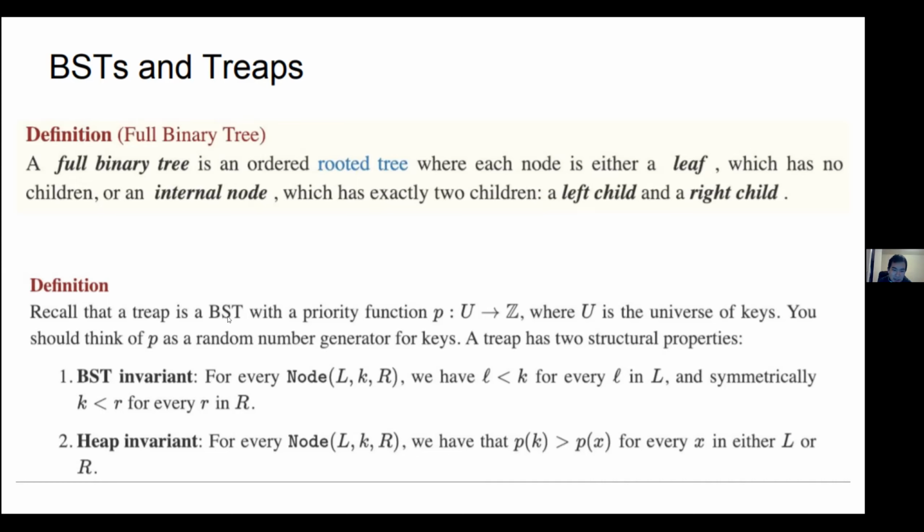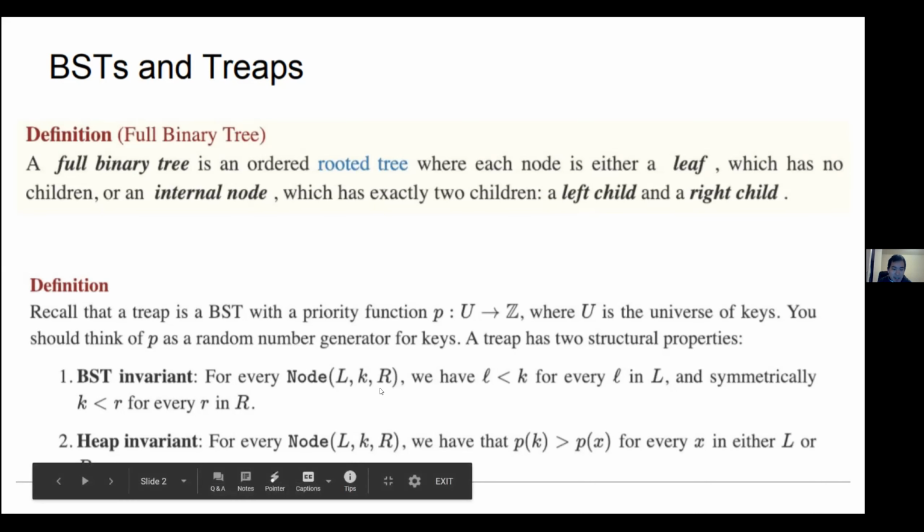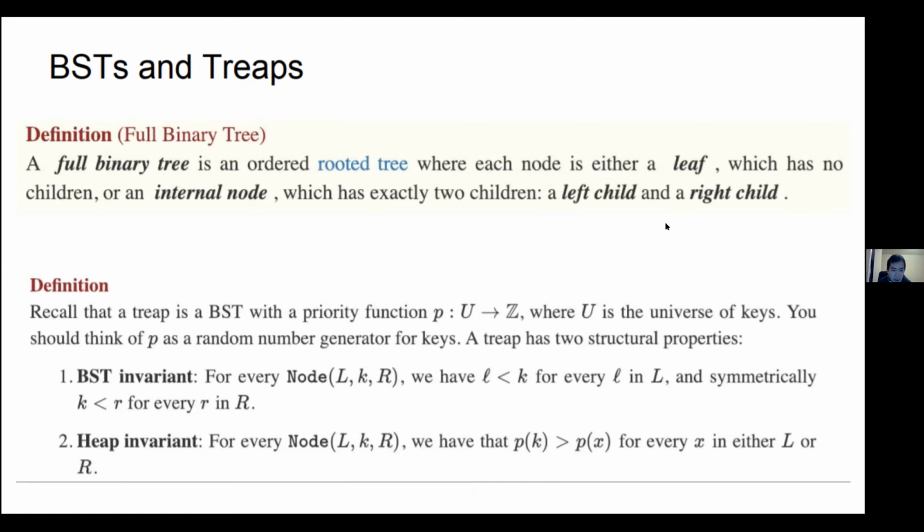So the other important concept is the definition of a treap. A treap is basically a BST with a priority function P, where each node not only has a key and a value, but also a priority. And basically two invariants have to be satisfied at the same time.